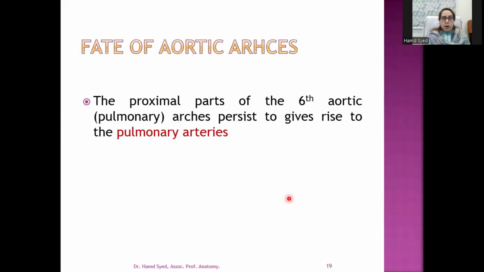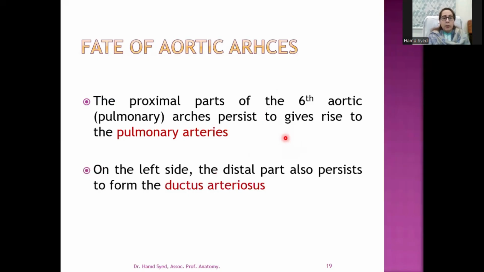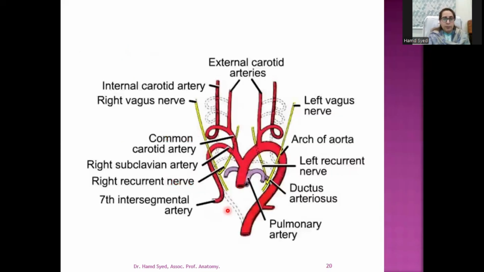Whereas the proximal parts of the sixth aortic arch will persist to give rise to the pulmonary arteries. So that's why the sixth aortic arch is also called the pulmonary arch. And also remember, on the left side, the distal part of the sixth aortic arch also persists to form an important channel, which is the ductus arteriosus.